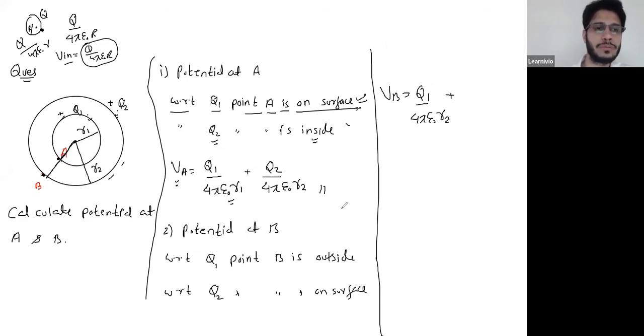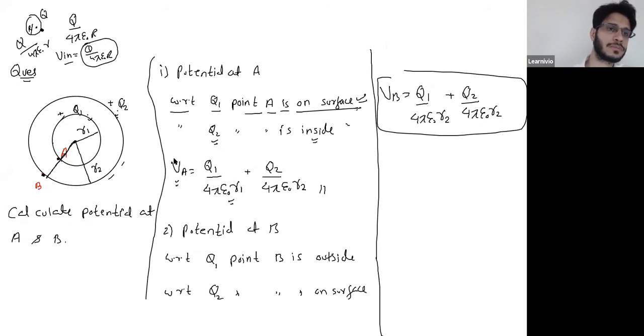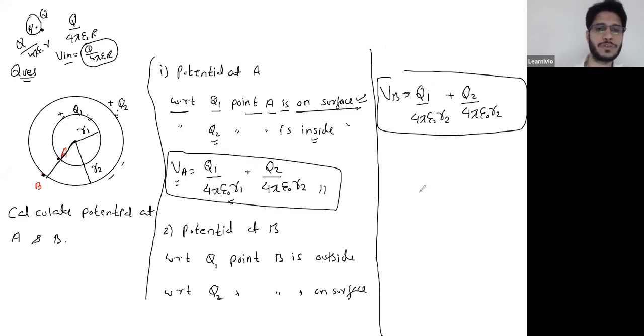And what about Q2? What's the potential at B due to Q2? Q2 is on the surface only, yeah? So it's Q2 over 4 pi epsilon naught R2. This is the potential at B, and this is the potential on the surface of the first. In the third part, do one more thing. Just subtract VA minus VB and try to prove that this is greater than 0.